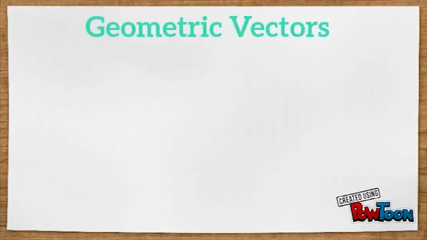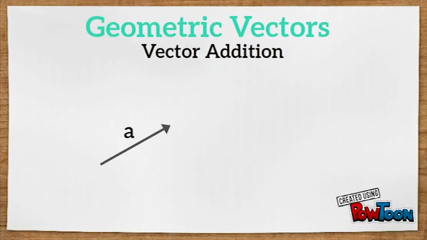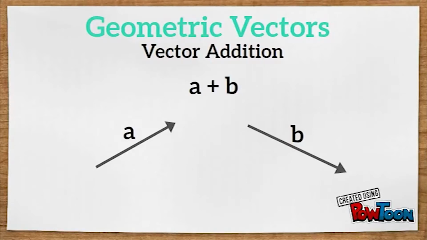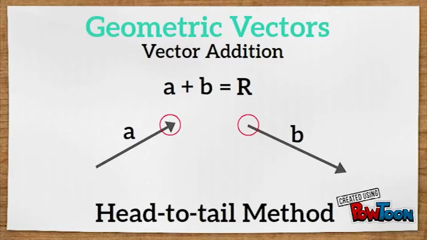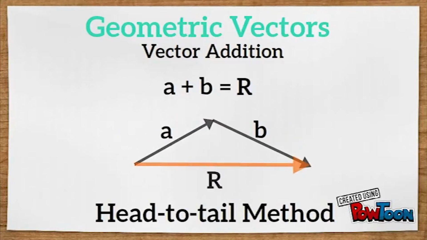Starting off with geometric vectors, one of the most basic operations is vector addition. Let's say we have two vectors, vector A and vector B. To find the sum, or the resultant of these two vectors, which we can call R, we connect vector B's tail to vector A's head, which is the head to tail method. The resultant vector will be this, a vector connecting vector A's tail to vector B's head.